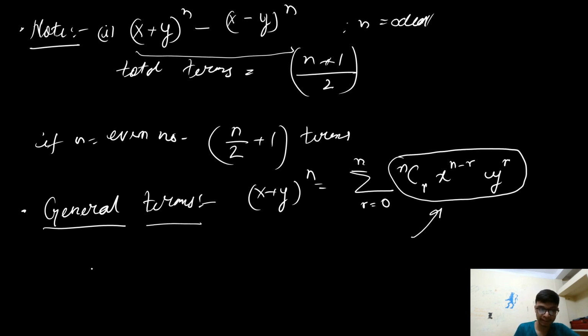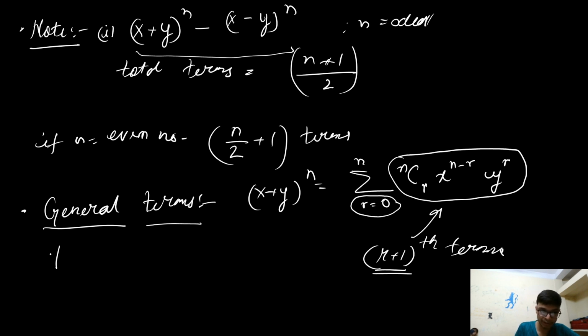So you will basically see that this particular quantity expresses the r plus 1th term. Now, how this relation comes is because the first term involves r equal to 0. That means this quantity, nCr x to the power n minus r into y to the power r, is basically the r plus 1th term.